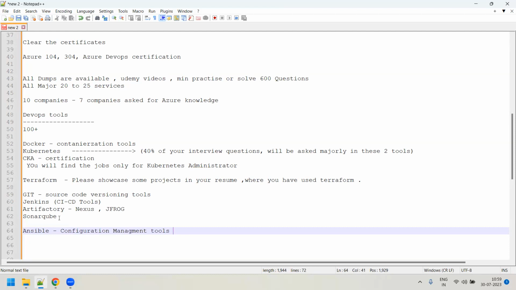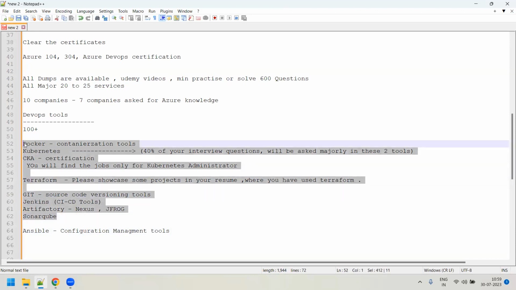Sir, I would suggest you learn these 4 tools very well: Docker, Kubernetes, Terraform, and Jenkins. Git, by default, you should have knowledge. I'm not discounting that, but this much knowledge is necessary. Minimum 4 tools. Then the question comes, sir, with these 4 tools, can I search for a job? Yes, you can go ahead and give it a try.